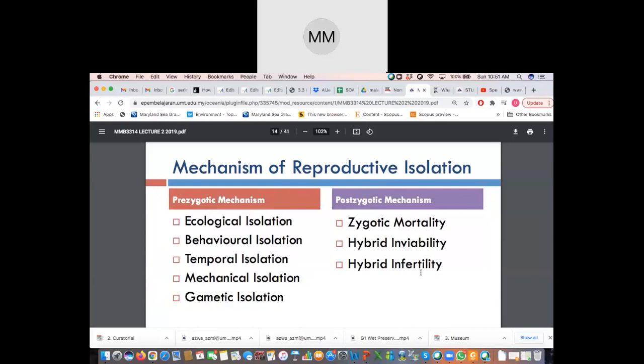Correct me if I'm wrong. For Form 6, you guys have learned about prezygotic and postzygotic. Or even for matriculation, I just want to have an idea. Just the definition. So not much examples, is it?